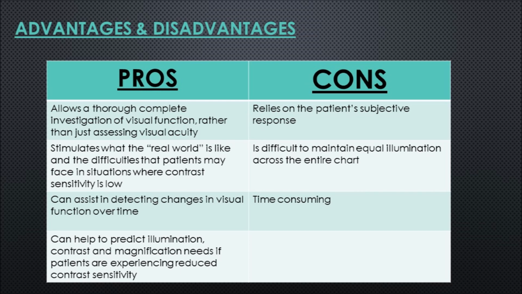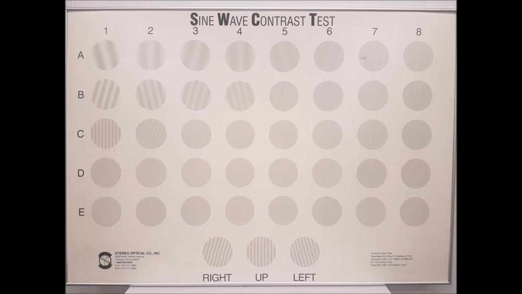The cons of contrast sensitivity testing are: it relies on the patient's subjective response. It is difficult to maintain equal illumination across the entire chart. In some instances, the illumination of the room can be difficult to control, particularly if there's a window. This can add glare. This may result in inconsistencies when testing the patient, and it's time consuming.